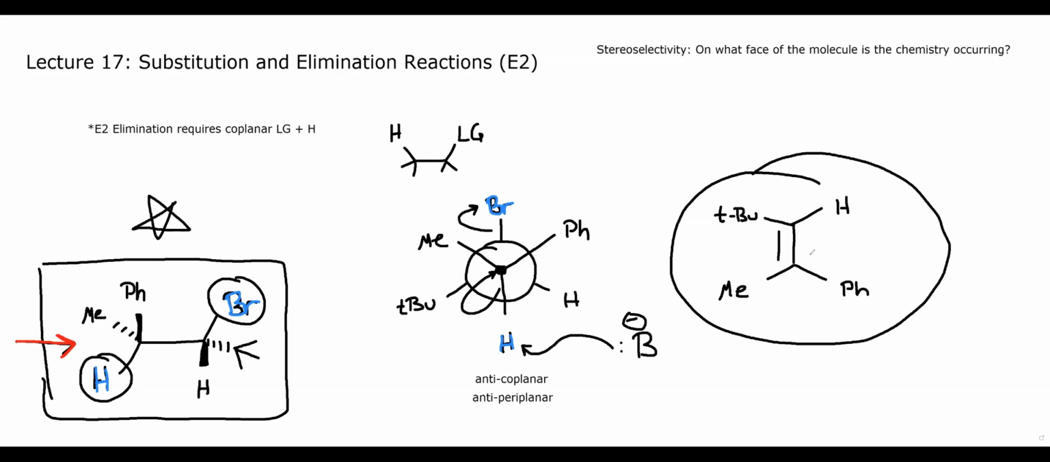Okay. If this last part didn't make much sense, we're going to get more practice in the workshop. This is the tricky part for E2. But at the end of the day, just remember this for now. Just remember that E2 elimination requires the leaving group and the hydrogen to be lined up in the same plane. Okay, remember that for now, and we'll do some more practice problems with it.